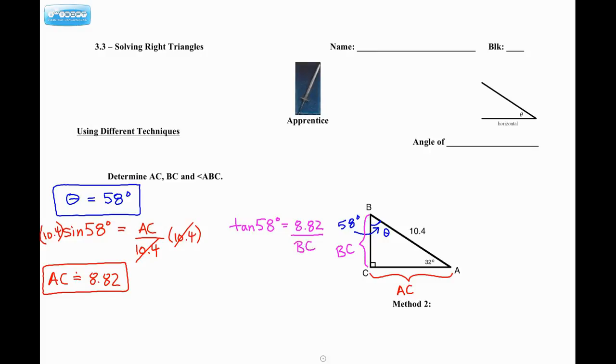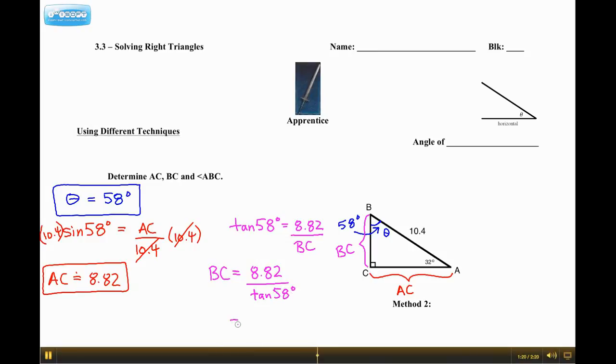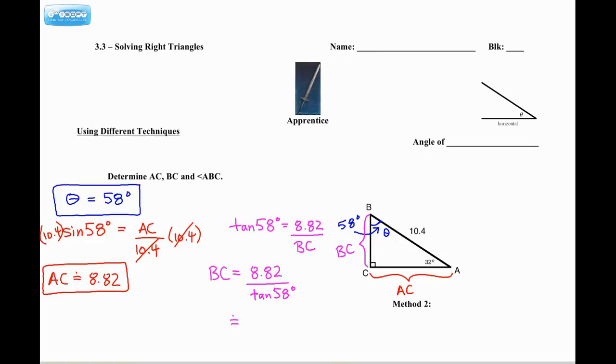Okay? All right, well, BC is on the bottom, so if you do the algebra, I'm just going to skip those steps because I've demonstrated it many times before. BC is just going to be 8.82 divided by the tan of 58. Okay. So let's work that out. And of course, as expected, I get 5.51.